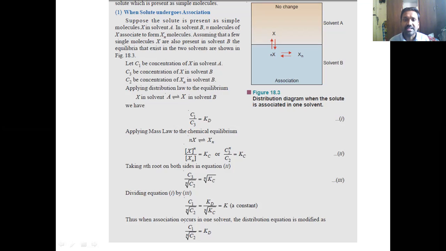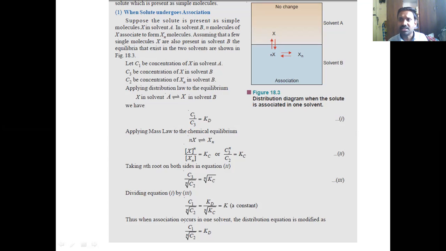Put the formula now. C1 by C3 is equal to KD, right? That is the distribution coefficient. But how to calculate this C3? Because with the C3 you should subtract the C2 term, right? I am evaluating what is C3 now. So to do that, you take the reaction of association. Now we are coming to a chemical reaction.